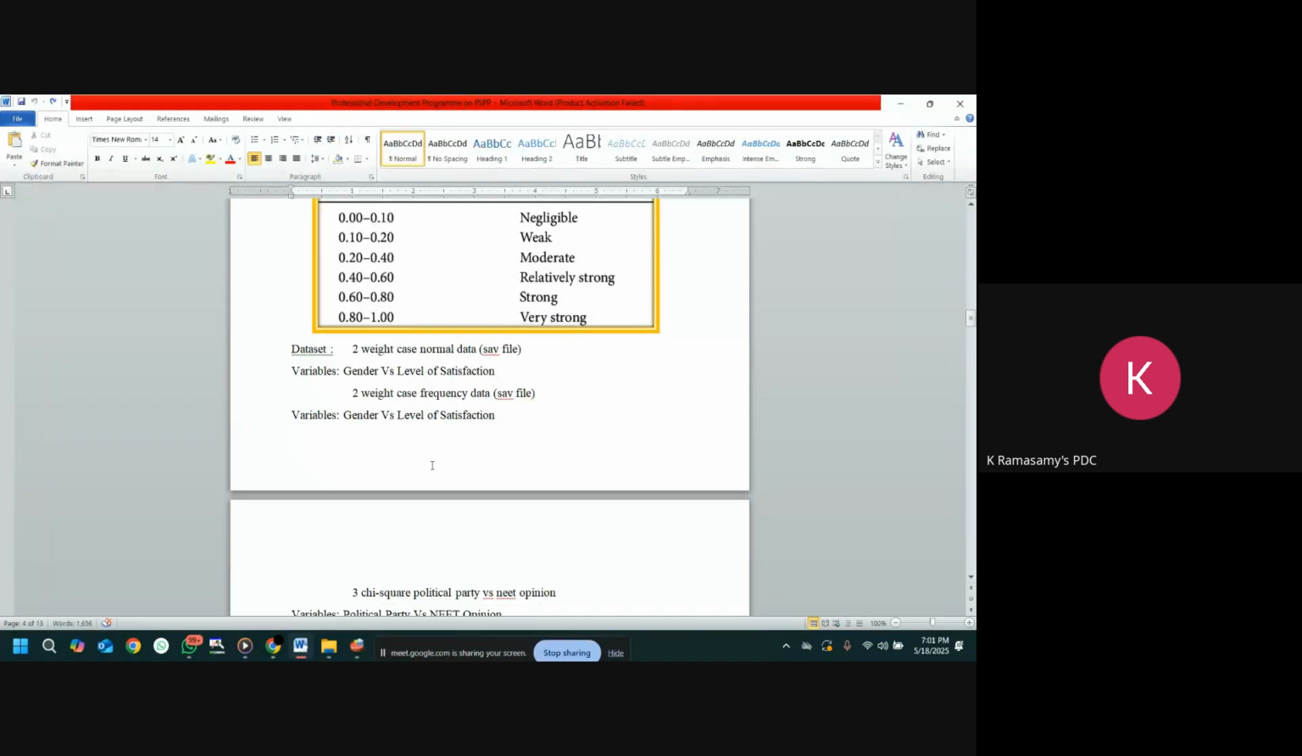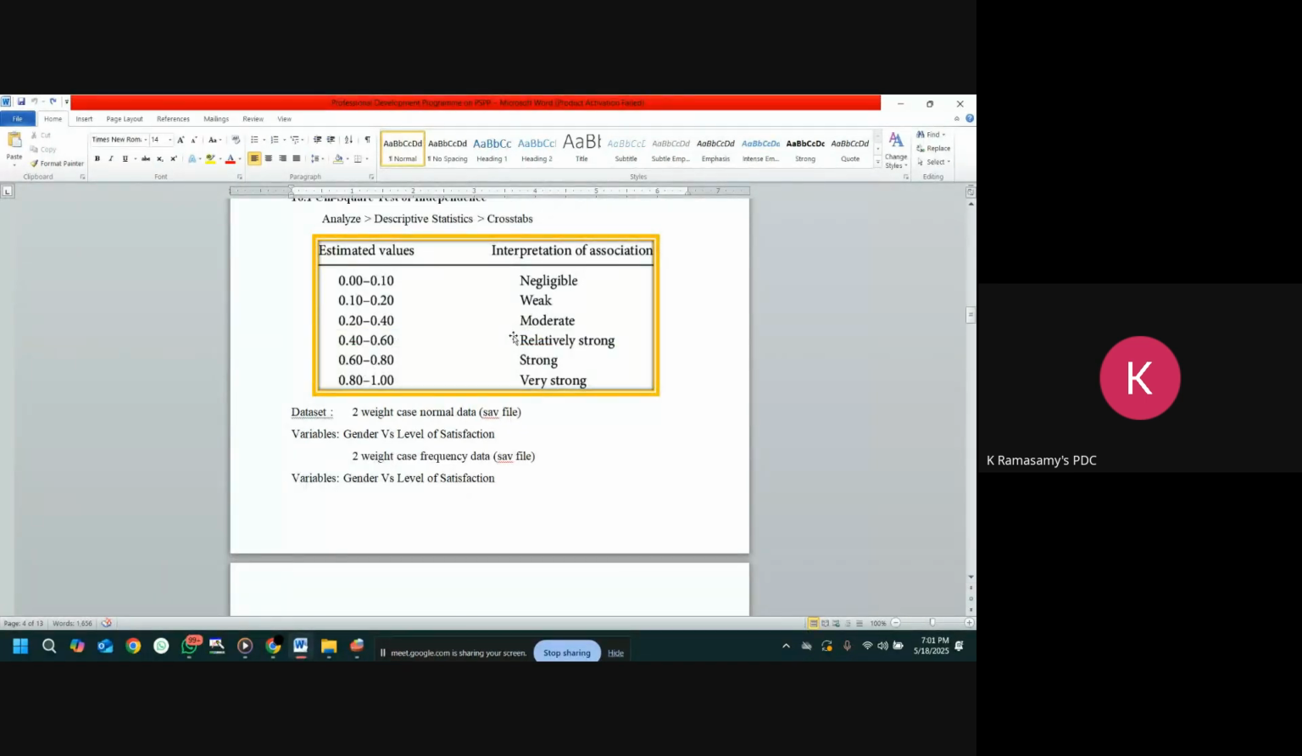Clear? So this way you can conduct a chi-square test and you can write the interpretation. Then what about how strong the association is? This 0.47. What is 0.47? 0.47 means the association between these two variables is relatively strong. Fine? Relatively strong. This is what you write as interpretation for chi-square statistics. Okay, chi-square is a non-parametric test. Whenever you're having one ordinal and one nominal data, or one nominal and another nominal data, you can go for chi-square statistics. Clear? Okay, fine.